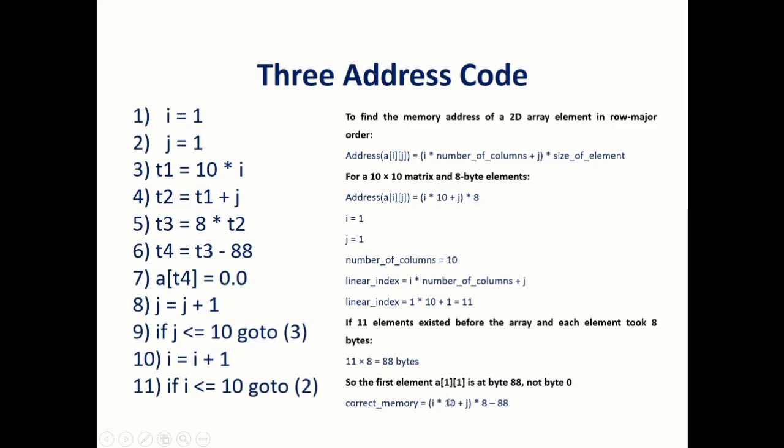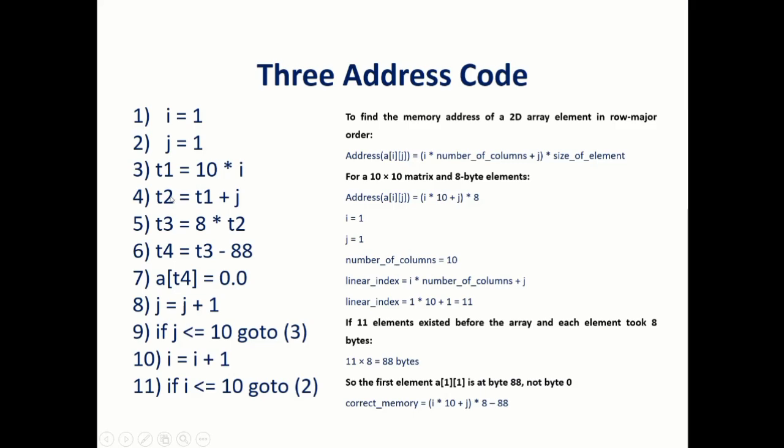So we subtract 88, because when I and j start at 1, the correct byte offset for A of 1 1 is 88 bytes. Using temporary variables, we will construct the 3 address code. Temporary variable T1 equal to 10 into I. What is 10 into I? Here each row has 10 elements.